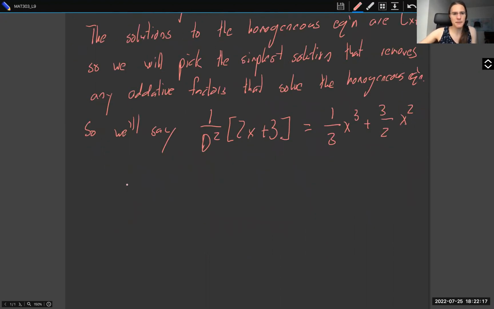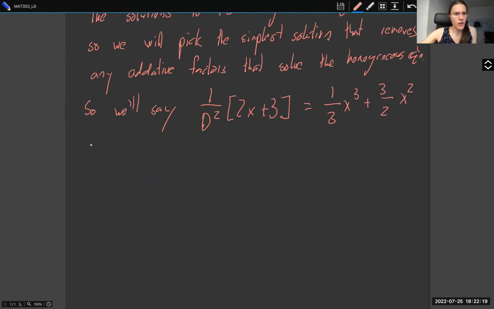Now, let's do the next simplest case. Suppose that we want to find 1 over d minus a naught, and let's say that our particular solution is going to be a monomial. It's going to be bx to the power of k. Maybe I should split this off because this is going to be a bit of an extended calculation.